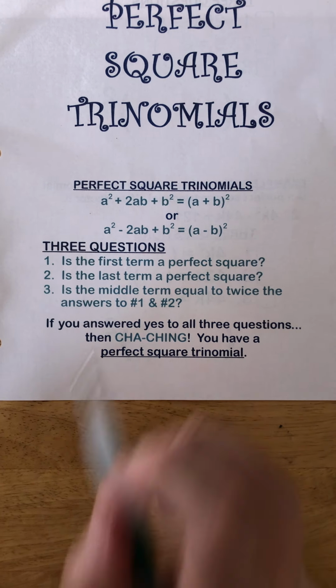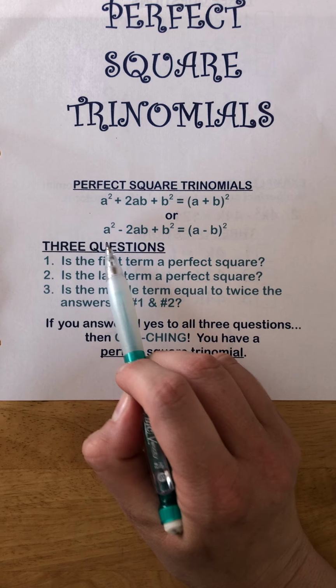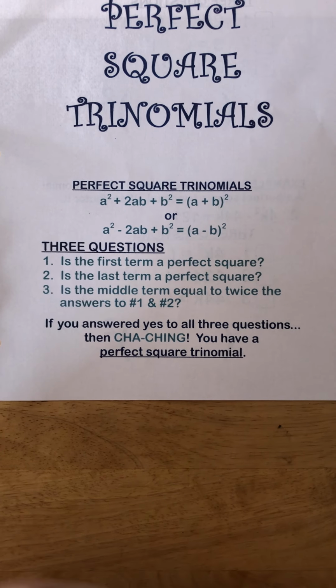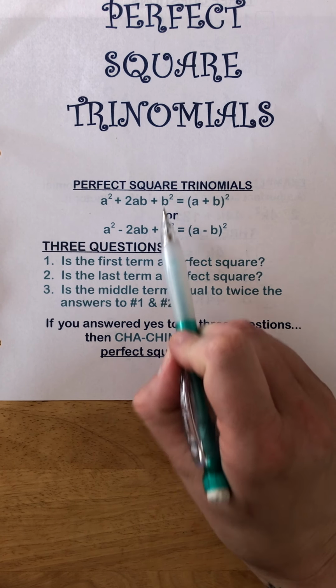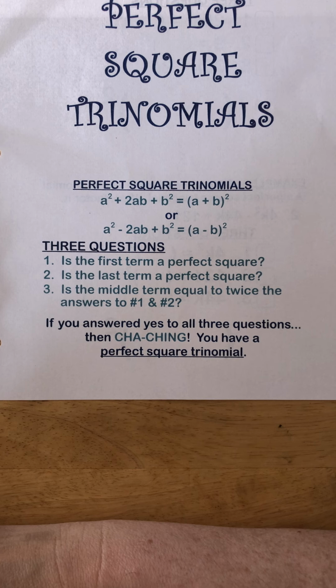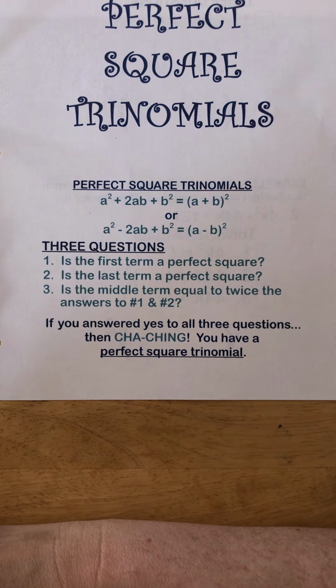Now here's what I want you to notice. See how the first term and the last term are always positive. Right away, if you have one that's negative back here, that's going to let you know you can't use the perfect square trinomial pattern. So your first term and your last term both have to be positive and they have to be perfect squares. The last question says, is the middle term equal to twice the answers to number 1 and number 2?